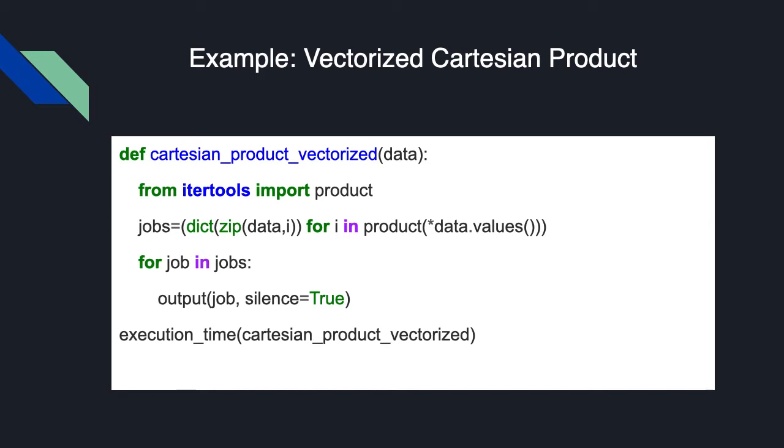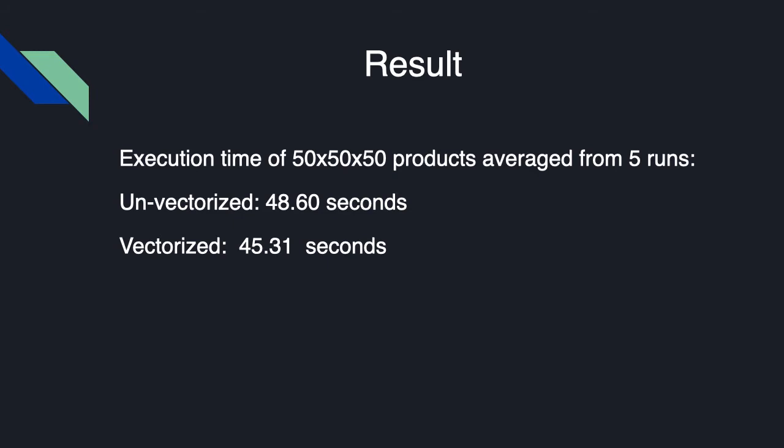Compared to that, the vectorized implementation is much simpler. We can import the product function from the itertools library. Let's compare the performance of these two programs. I ran them 5 times on my machine and took the average of the execution time. In the unvectorized implementation, where we use for loops, on average it takes about 48.6 seconds. In the vectorized implementation, however, it only takes 45.31 seconds.